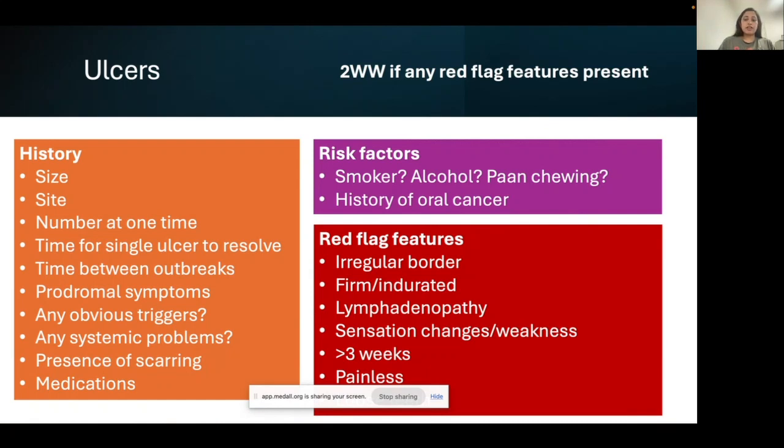So are they a smoker? Do they have a heavy alcohol intake? Or are they a pan or betel nut chewer? And obviously if they have a history of oral cancer. And then red flag features we need to look out for.